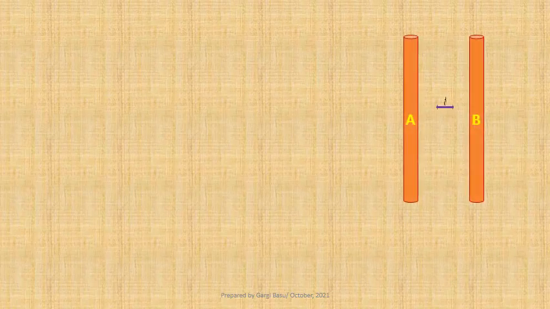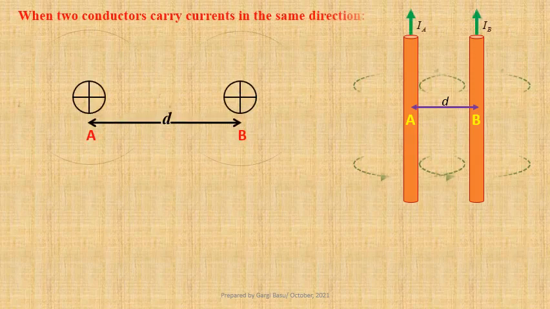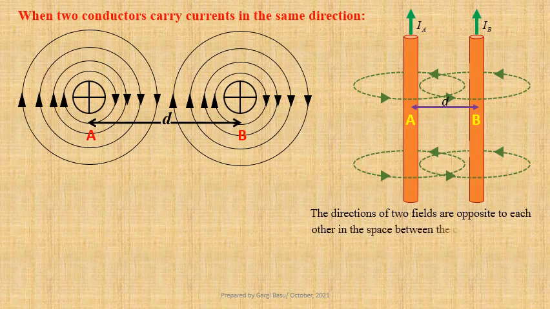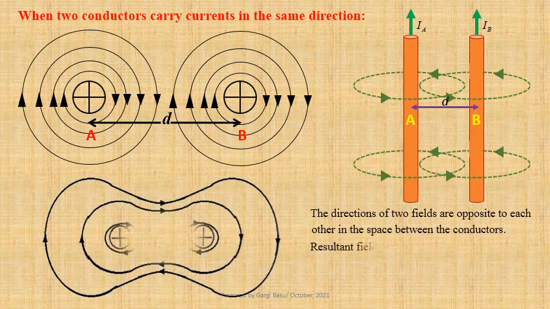When two long straight parallel conductors A and B carry currents, each of the conductors sets up its own magnetic field. When two conductors carry currents in the same direction, in the space between the conductors, the directions of two magnetic fields oppose each other. The resultant magnetic field is weaker here. On the left hand side of A and on the right hand side of B, magnetic fields are in the same direction, therefore they help each other.